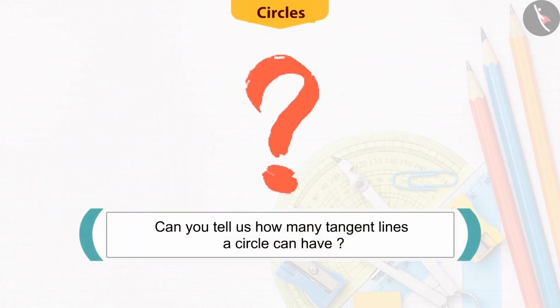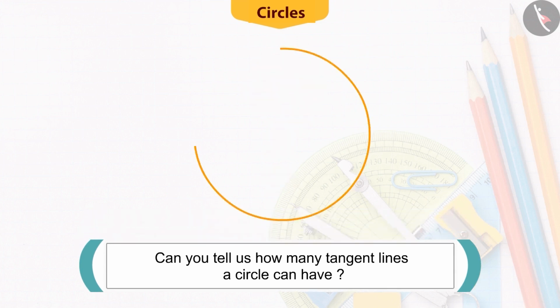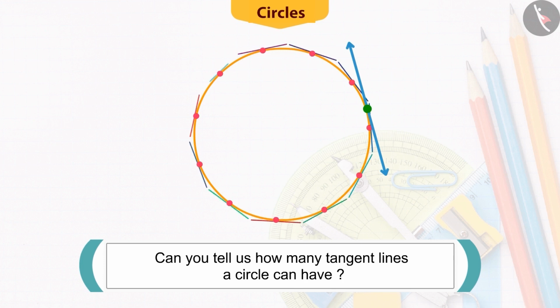In our previous video, we left this question unsolved for you to try. So before moving ahead, let us discuss this question. You must remember that there is only one tangent at a point of the circle. And circle is a collection of infinite points. Hence, there can be infinite tangents to a circle.